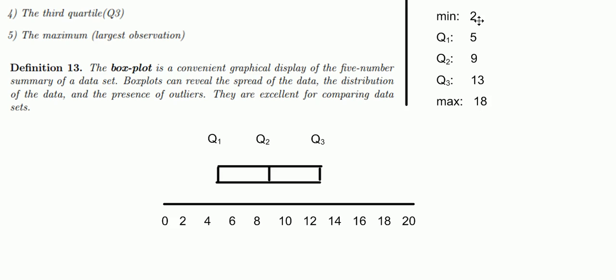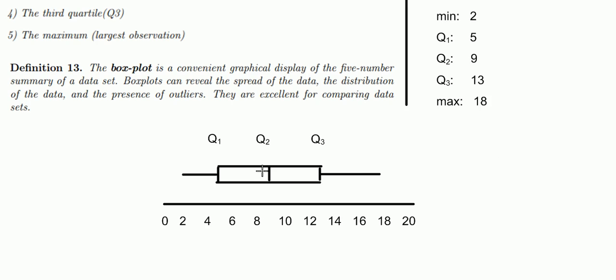a box and whiskers plot, but it's generally now called a box plot. But the reason it used to be called a box and whiskers plot is now we're going to reach down to the minimum and reach up to the maximum. So what we do is we just add another horizontal line. We go down to 2 and we go up to 18. Okay, and this is considered a box plot.